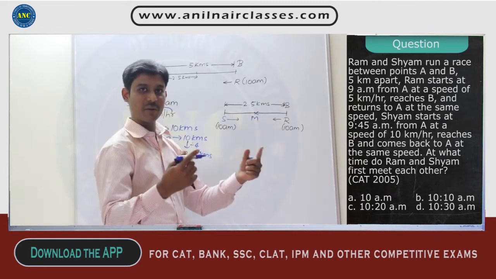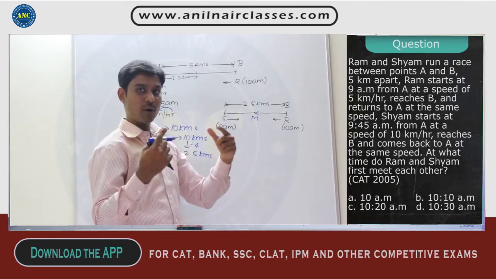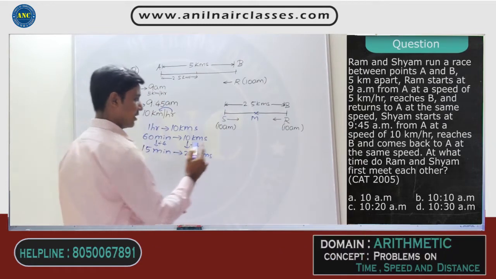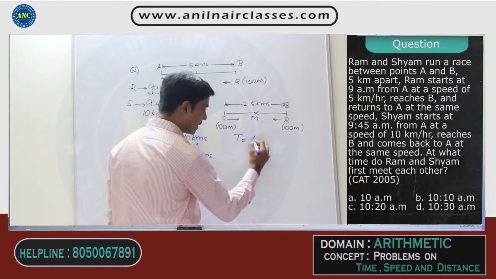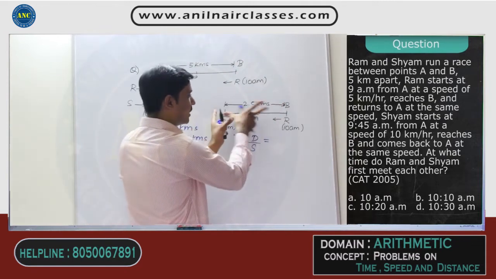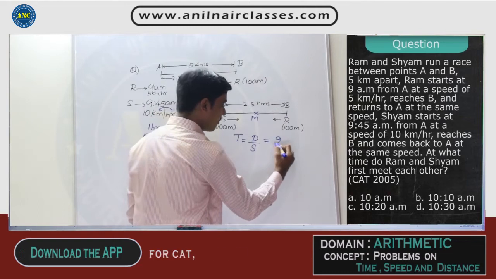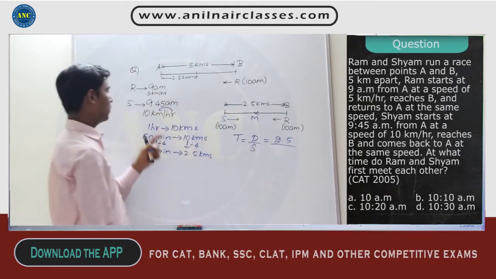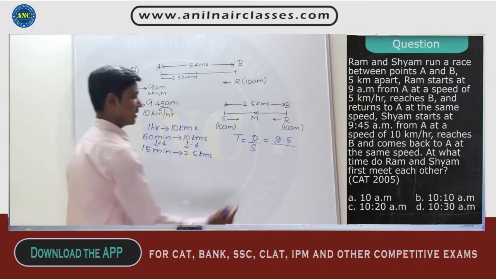Getting the idea? This is nothing but my classroom problem that I discussed some time before. Now see here, same logic. Speed is equal to distance by time, so time is equal to distance by speed. The distance that both need to travel is 2.5, so time is 2.5 divided by speed. When they are in opposite directions, speed is nothing but addition. It is 5 plus 10, 15.